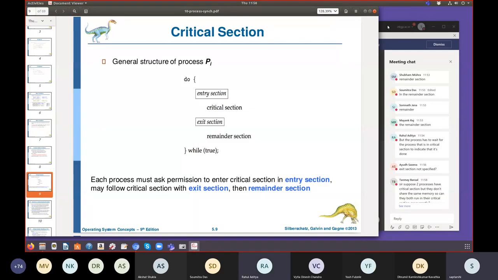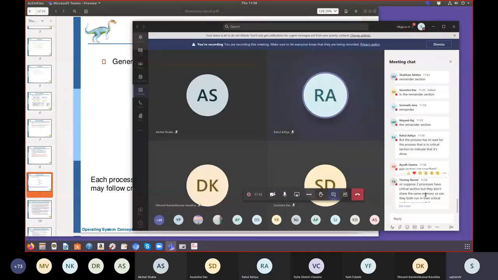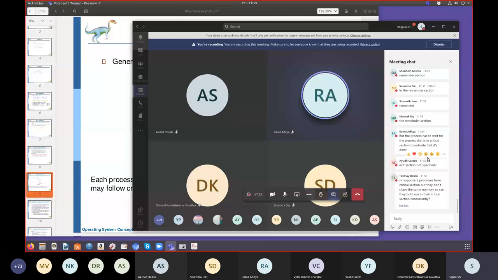Okay. And Tanmay has a question. Suppose two processes have critical section, but they don't share the same memory. So can they both run in the critical section? Again, okay, Tanmay, let me repeat. In this whole chapter, we are going to discuss cooperating processes which are accessing the same shared memory, or the same shared file or something that they are doing together. So if you are talking about two processes that are not sharing the same memory at all, then they are not a set of cooperating processes.